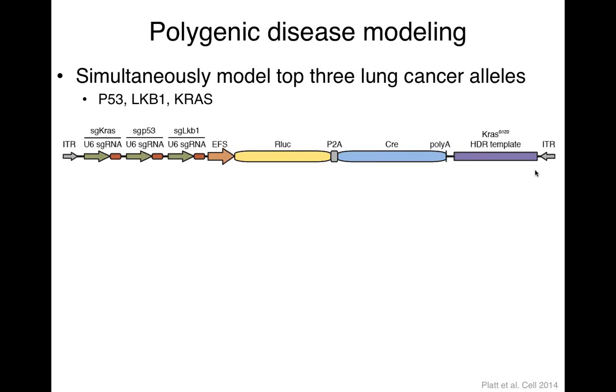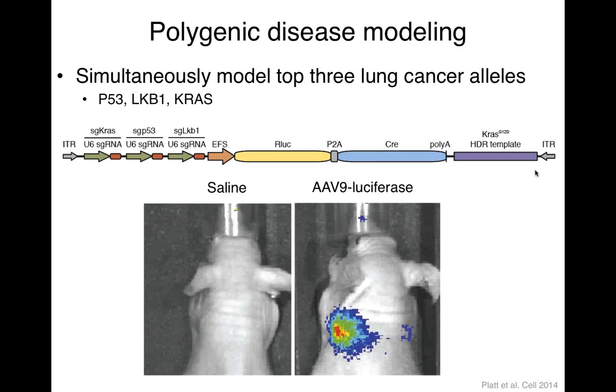So if you package this vector, we wanted to show that we could deliver it efficiently to the mouse lung. So through an intratracheal injection into the mouse lung, on the left saline and on the right the AAV9 virus. This is essentially intubating the mouse and delivering a small amount of liquid into the lung. We showed that after 2 weeks we can get robust transgene expression, which was great.